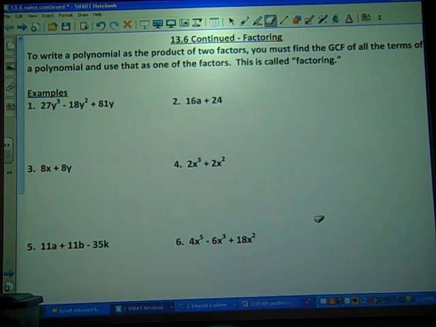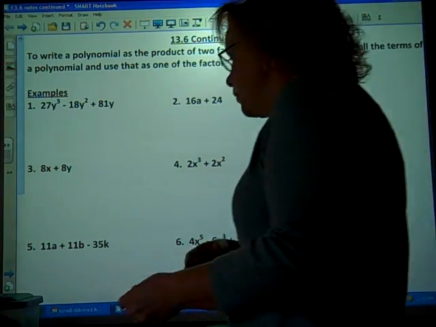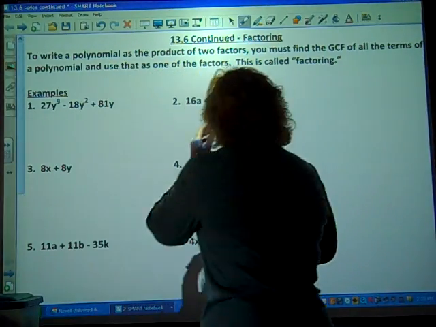You have to find the GCF. Remember, GCF means what? Greatest common factor. Okay, greatest common factor of all the terms. And then what we're really doing, this is called factoring. Another word for factoring is just division. So think about what we did today or earlier today.